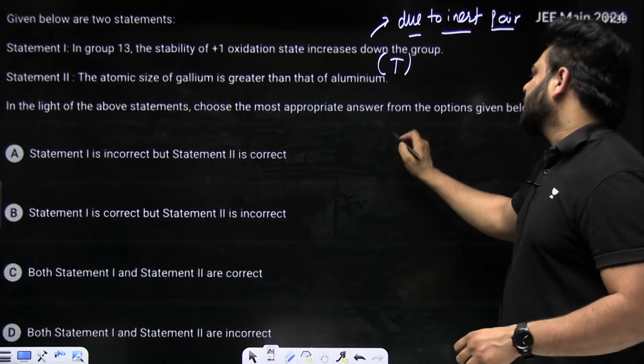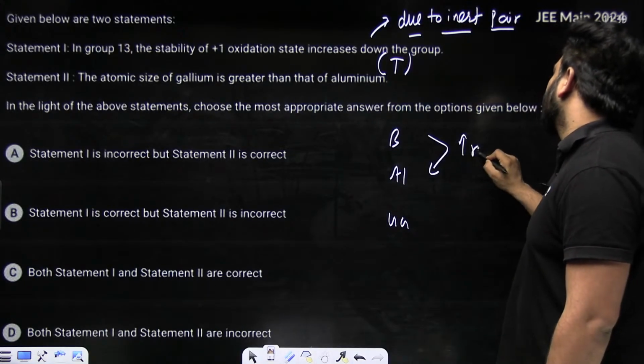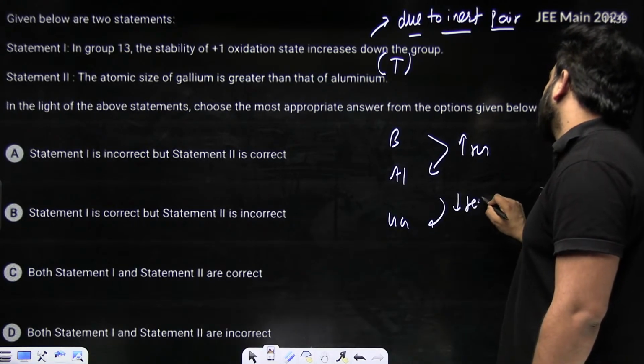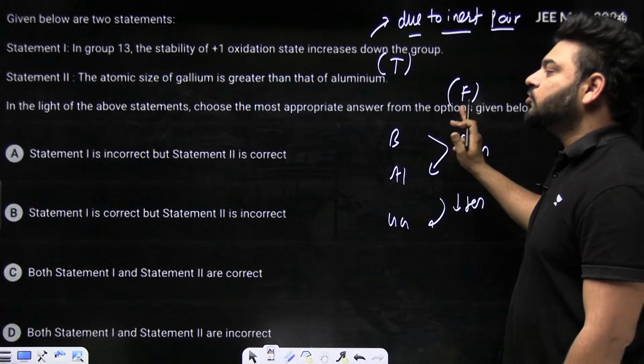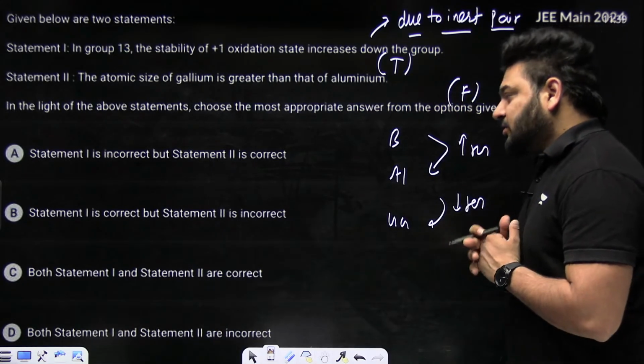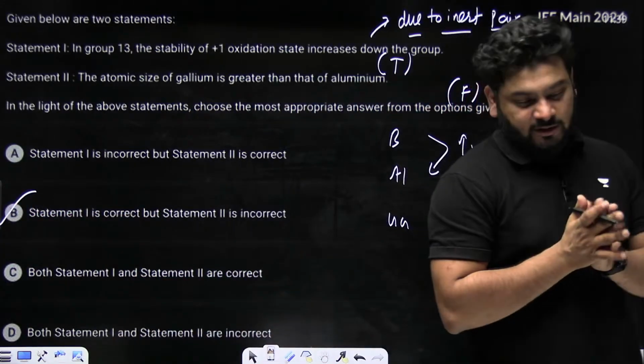So that we have to discuss basically. Boron, aluminium, gallium, the size increases, but the size decreases here because of the insertion of the d subshell. So this is a false statement. So one is true, another one is false. What could be the correct answer here? Statement 1 is correct, second is false, B is the correct answer. So that's how we do it.